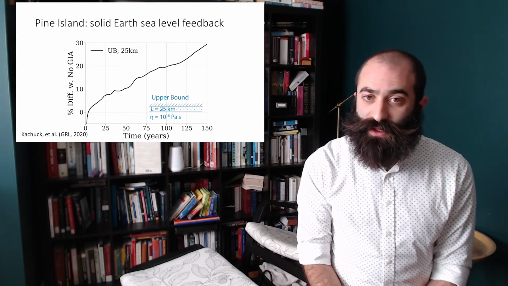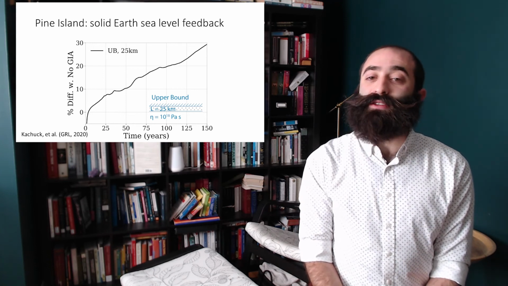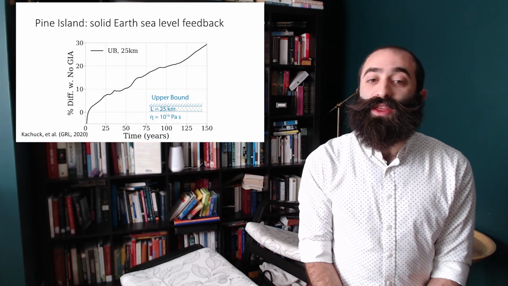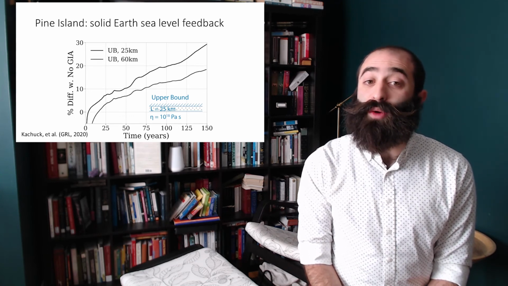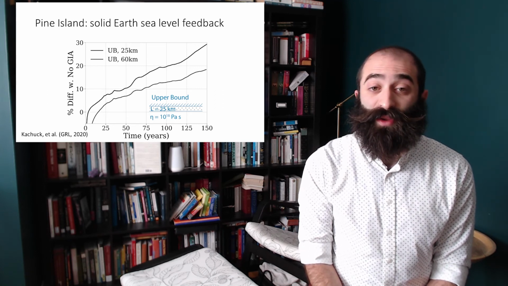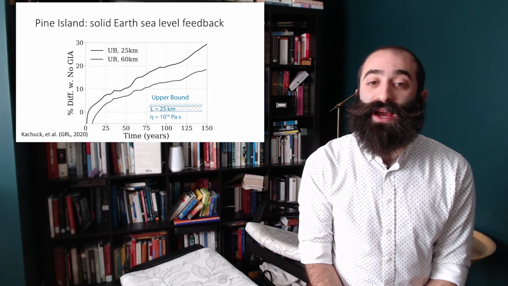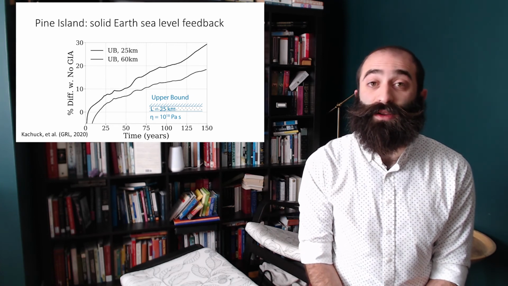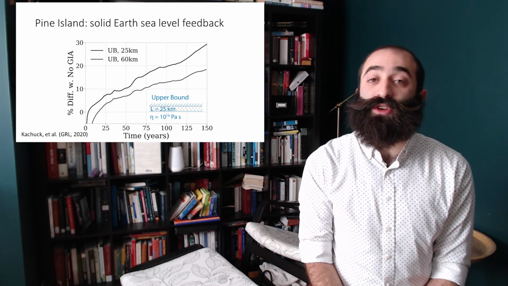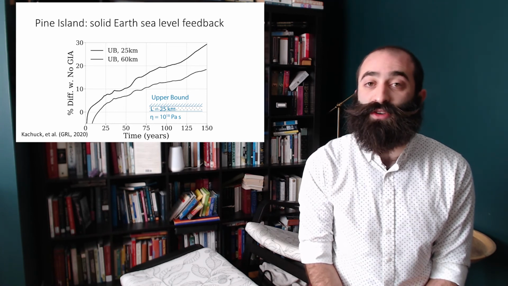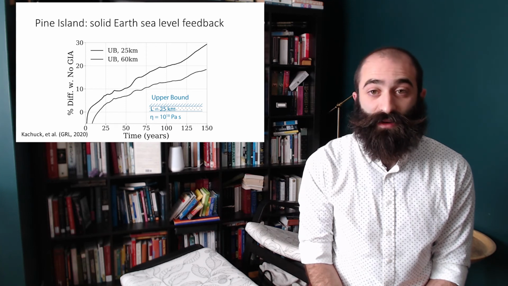Given the uncertainties in the mantle's rheology, we can get a feel for how sensitive this is to a stiffer mantle rheology. With thicker lithospheres, which support more of the load change elastically and reduce the amount of viscoelastic uplift, we expect the negative feedback to be smaller. Indeed, increasing the lithospheric thickness from 25 kilometers to 60 kilometers reduces the sea level stability to 18% less ice lost after 150 years, still significant.